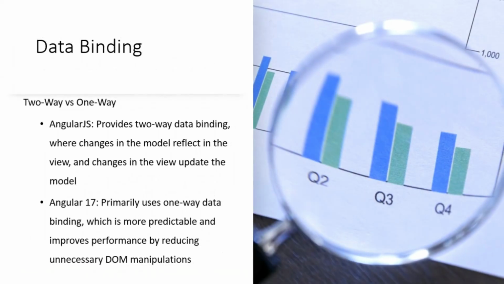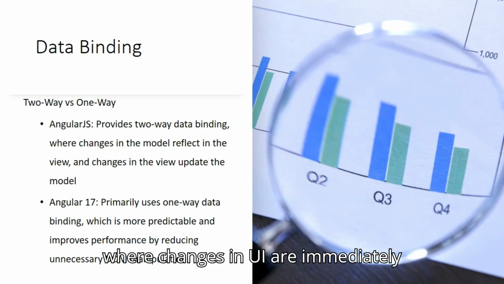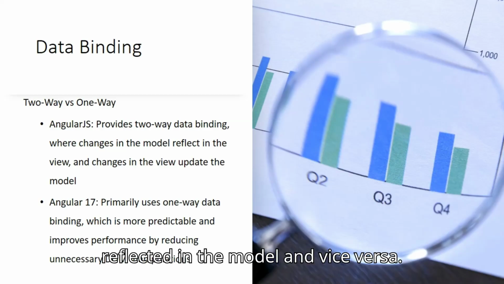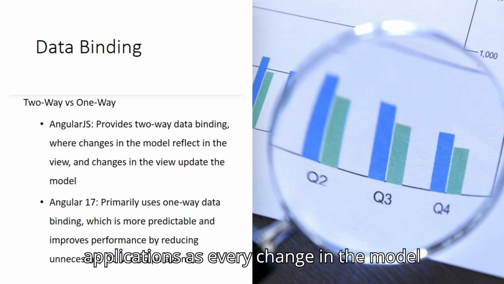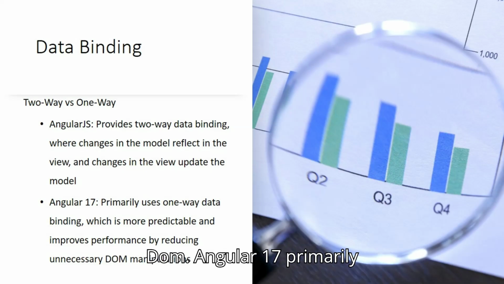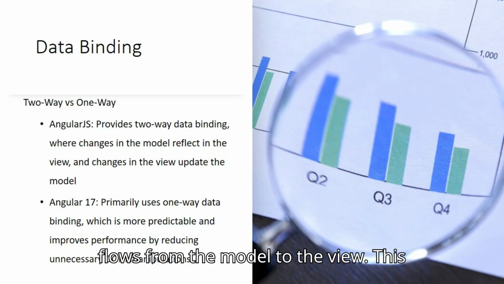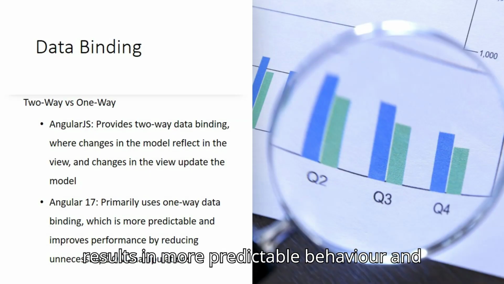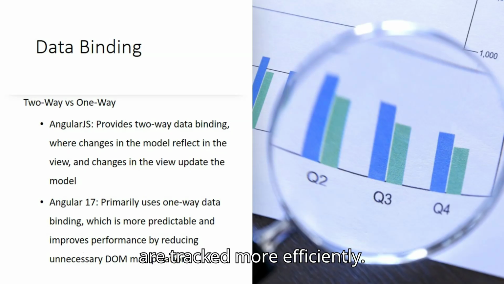Data binding. AngularJS is known for its two-way data binding, where changes in the UI are immediately reflected in the model and vice versa. While this is convenient, it can cause performance issues in larger applications as every change in the model triggers a re-rendering of the entire DOM. Angular 17 primarily uses one-way data binding, where data flows from the model to the view. This results in more predictable behavior and fewer performance issues since changes are tracked more efficiently.